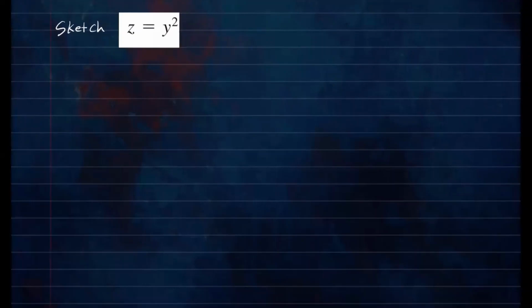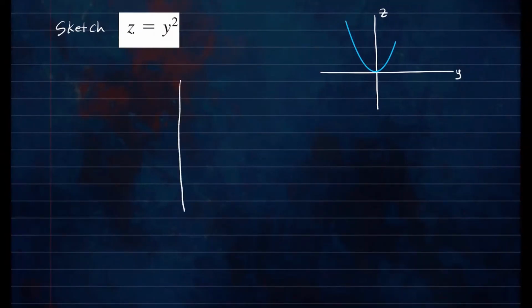If you were to draw this in two-dimensional space in just the yz plane, so this is y, this is z, it's going to look like a parabola towards the z-axis, something like this. So let me try to draw it again. It's a parabola that looks like this. And now we want to put this in the xyz space. So here's how it's going to look.